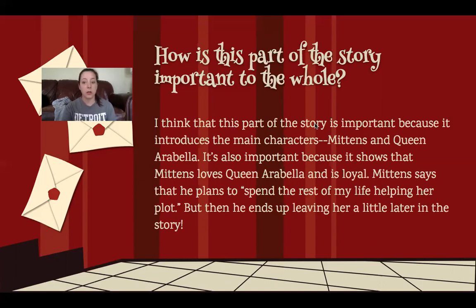I think this part of the story is important because it's introducing the main characters. So they were asked, why is this part important? Why did the author put this part in the story? And their answer was, well, it's introducing our main characters to us, and that's why it's important. We need to know about our main characters.